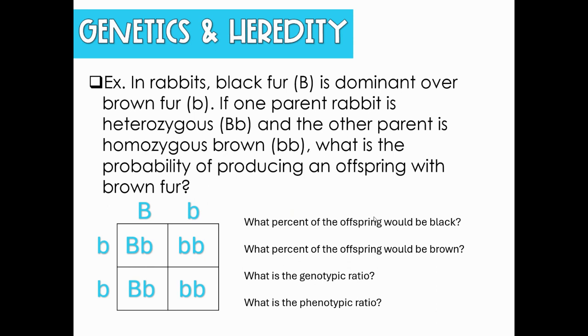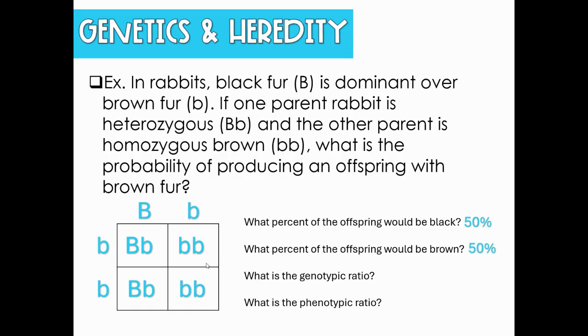So I've got some specific questions I'm going to go through with you. The first question is what percent of the offspring would be black? It does tell us in the problem that black fur is dominant over brown fur. So if I see a capital letter in these Mendelian genetics problems, the dominant trait's going to show up. I have two squares where I'm going to have black fur and two squares where I'm going to have brown fur. And so the percent chance that the offspring is going to be black is 50%. So 2 out of 4. We also have a 2 out of 4 chance that the offspring will be brown.